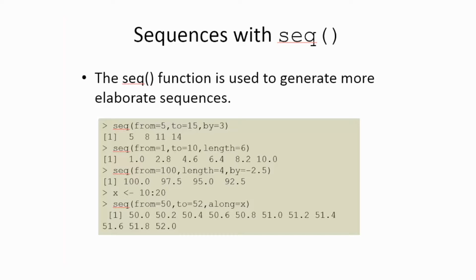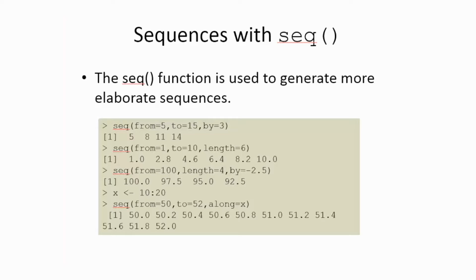Another example for seq is from=100, length=4, by=-2.5. So there's no real upper bound. You basically keep on going for as many as you have in your length. Length says how many elements you want in your sequence. So in this case, you will have 4 in your sequence. And by=-2.5 is the stepping, which means you start at 100 and you go down, because you have a stepping that's a negative number.